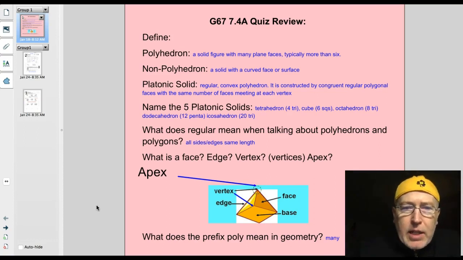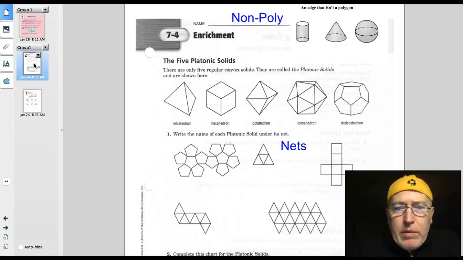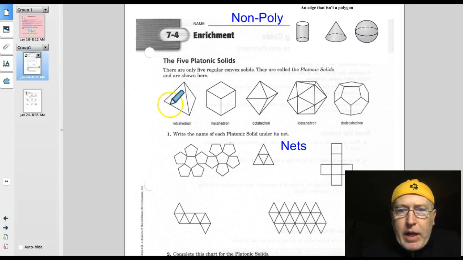Next, the Platonic solids. What do you remember about them? Well, here they are. We got 5 of them: the tetrahedron, hexahedron, or a cuboid, or a cube, octahedron, icosahedron, and dodecahedron. Let's take a look at them.